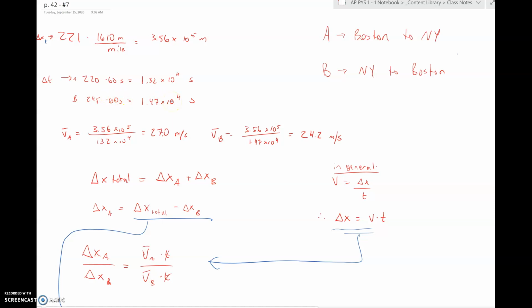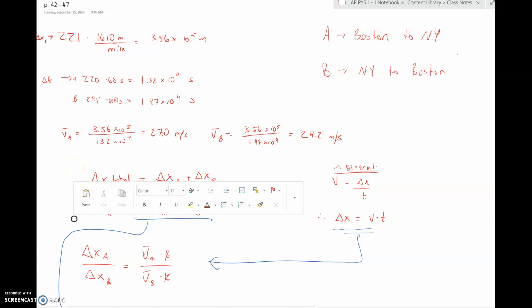And train B that goes from New York back to Boston takes 245 minutes, so this many seconds. Then we can figure out the velocity, the average velocity of each train. We're assuming they basically have a constant velocity the whole way, so their average velocity is the same as their constant. So average velocity of A, remember the horizontal bar on top means average velocity, would be the change in position, displacement that we found at the beginning, divided by the amount of time that train A takes, which we just found, is 27 meters per second, and then same process for train B.